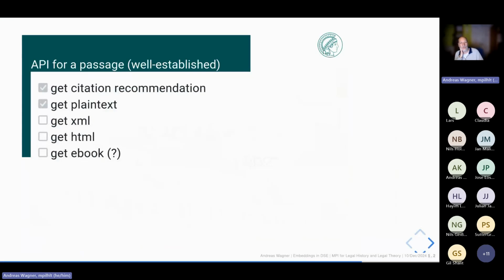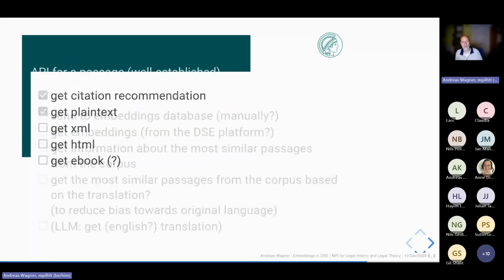These are rather well-established features that you would expect an API for a passage to deliver. For a passage, you get the plain text, you would get XML and a citation recommendation and so on. Actually, you could also get an HTML representation, or maybe even an ebook. That's all nothing to do with embeddings and so on.